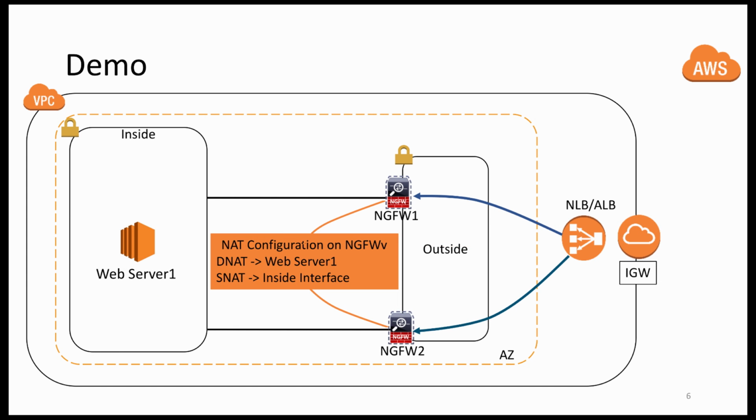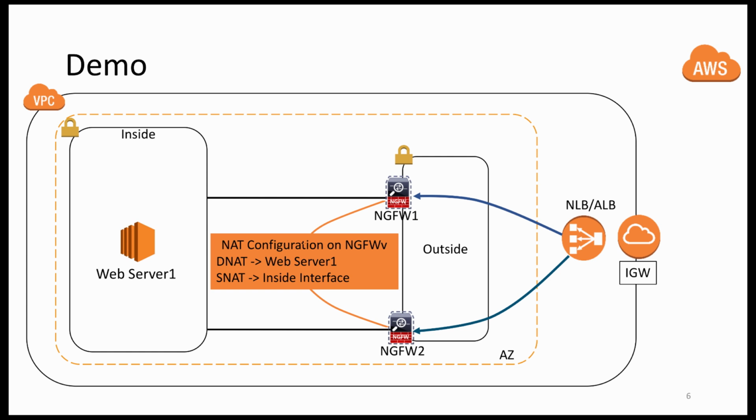Again, on the demo side, we have this setup. I have NLB. Behind NLB, I have Next Generation Firewall 1, Next Generation Firewall 2. And on NAT configuration side, once traffic is received on NGFWV, I'll do a destination NAT. And the destination NAT will have IP address of the web server. And on the source NAT, I will use inside interface address. Reason for doing this source NAT is I want traffic to come back to the same firewall.